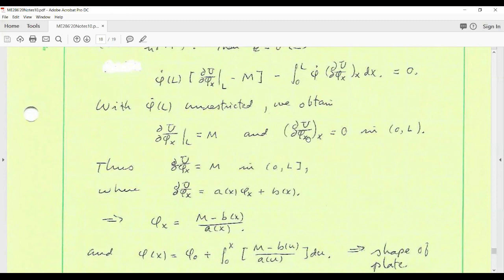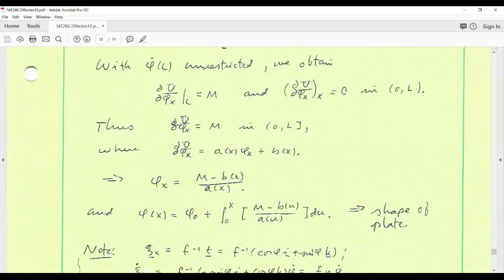And the equilibrium equation, this is moment equilibrium, the bending moment on a cross section corresponding to constant x, is constant throughout the plate. That being the case, that constant has to equal this constant. So this is true throughout the plate.